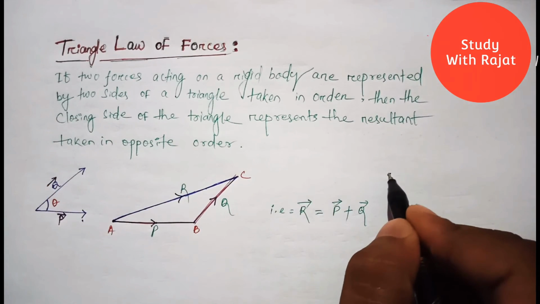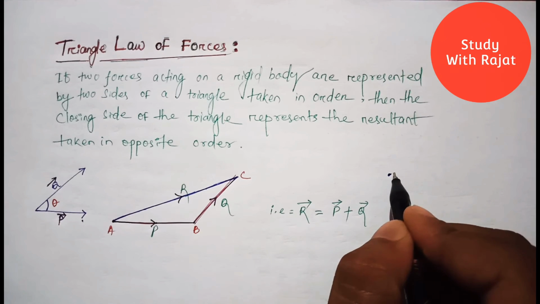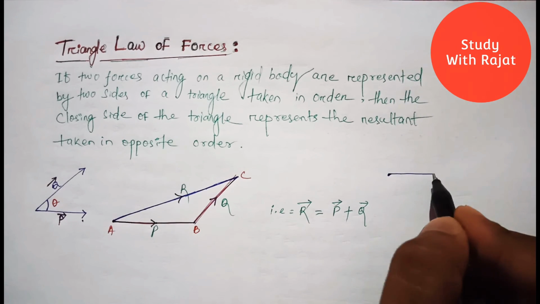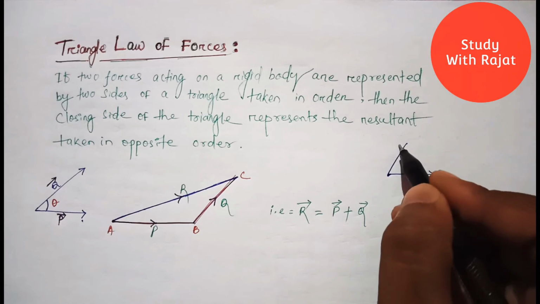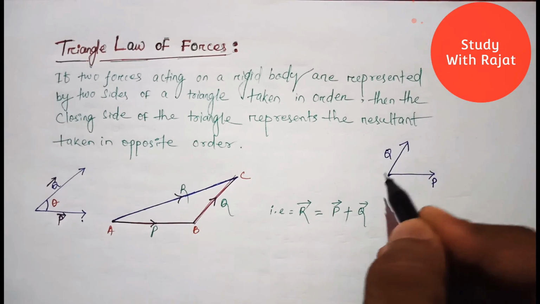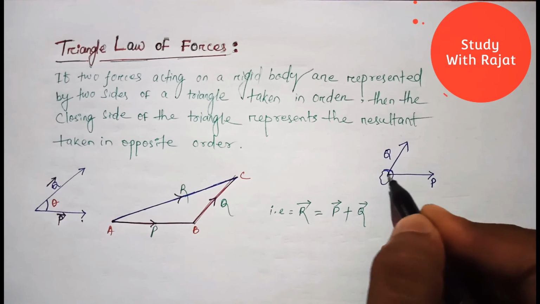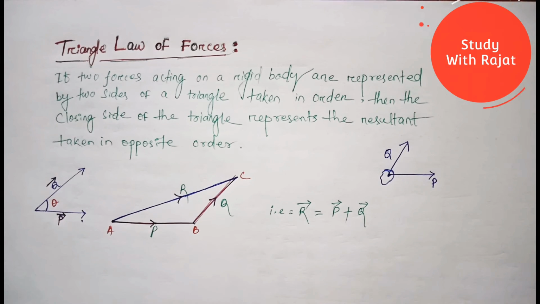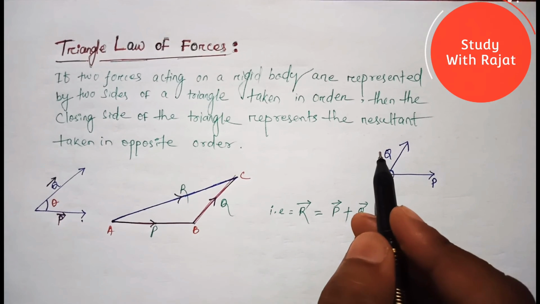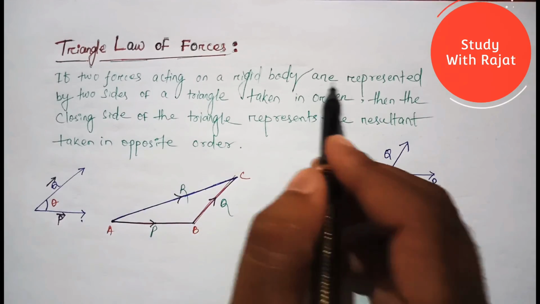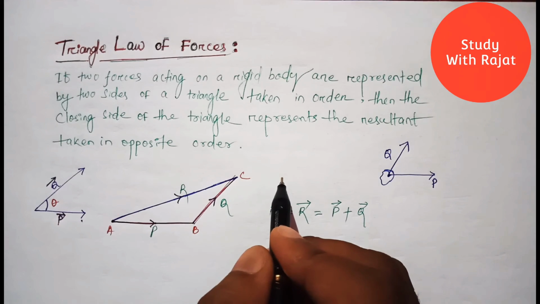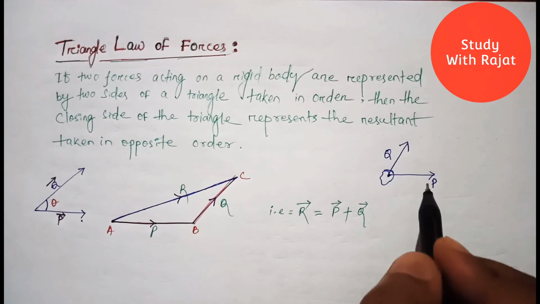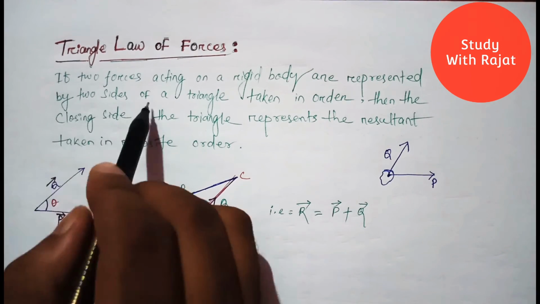If we say this is a rigid body, here two forces are acting. This force is known as P, and suppose this force is named Q. So this is a rigid body where the two forces are acting, known as P and Q, and they are represented by two sides of a triangle. So it says that these two forces are represented by the two sides of a triangle.